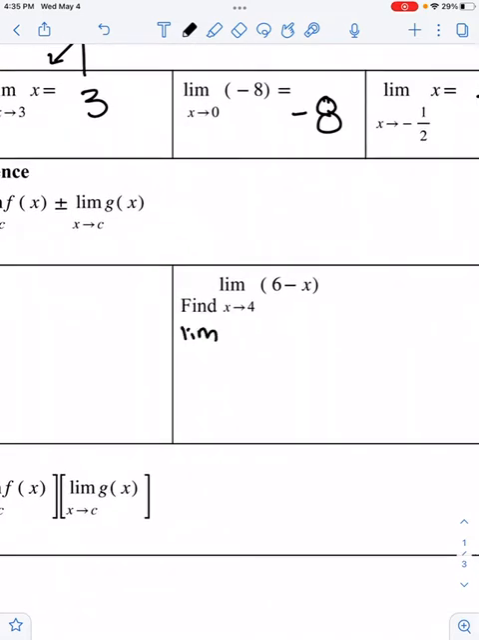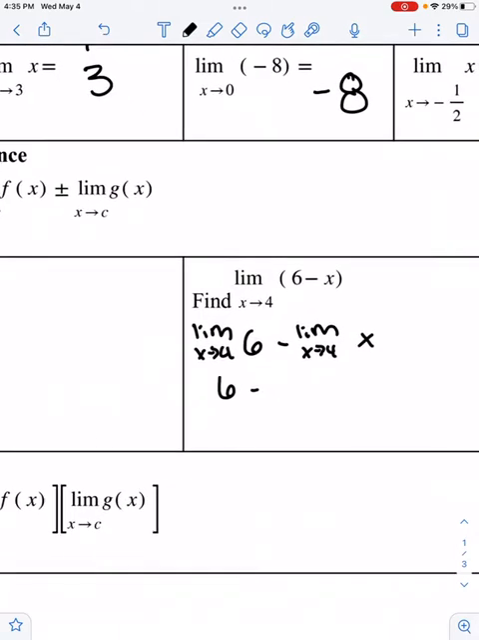And then you can do the same thing with subtraction. So the limit as x approaches 4 of 6 minus the limit as x approaches 4 of x. The limit as x approaches 4 of 6 is 6, minus the limit as x approaches 4 of x is 4. 6 minus 4 is 2.